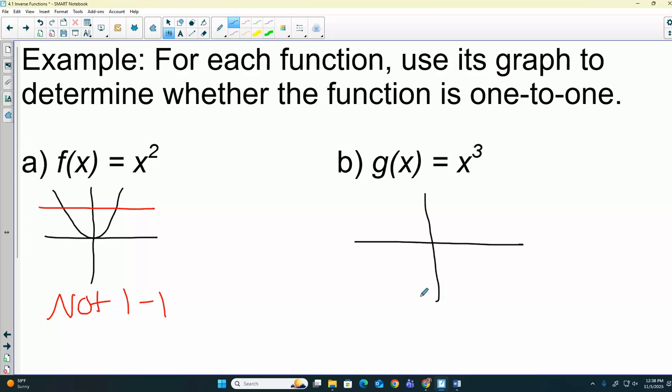What's x cubed? Okay, does that pass the horizontal line test? Yeah, no matter where I draw my horizontal line, it's only going to touch my graph once. So this one is one-to-one. So it's really nice if we have a graph to look at. Very quick to tell. Otherwise, we're stuck using f of a equals f of b.